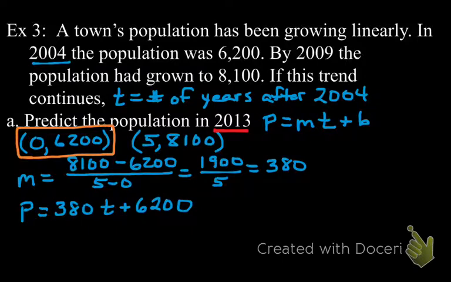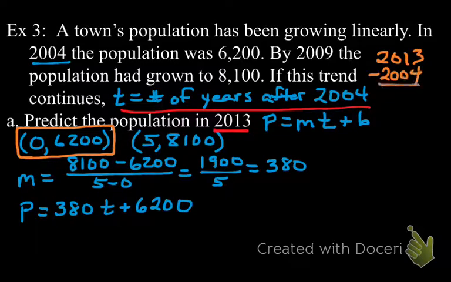Now the first thing we have to figure out is, since we let T be the number of years after 2004, how many years later is 2013? Well, if you are not sure about that right away, you can just subtract 2013 minus 2004. It ends up being 9 years. So our input value, our T, is going to be 9 years. So let's just plug that in.